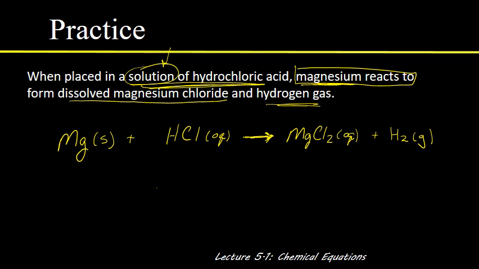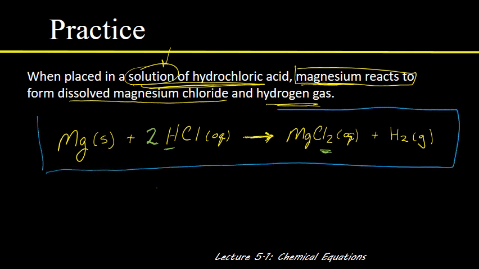All right, and now we're almost done. We've got everything written correctly. We've got all of our states. We just have to balance things. And everything is almost balanced, except we've got 2 chlorines here and only 1 chlorine here. So we can fix that by putting a 2 here. And that simultaneously fixed this problem over here because we also have 2 hydrogens. Putting a 2 in front of the HCl gives us 2 hydrogens to balance with the H2 on the product side. All right, so that's it. And that one is now correct and balanced.